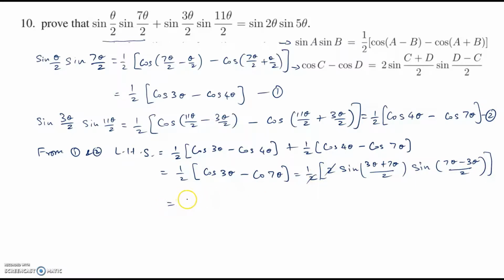So you are left with sine of 3 plus 7, which is 10. 10 divided by 2 is 5. So this is sine 5 theta into sine of 4 theta by 2, which is 2 theta, which is equal to sine 2 theta sine 5 theta, which is equal to our RHS. Hence, the proof of the given problem.